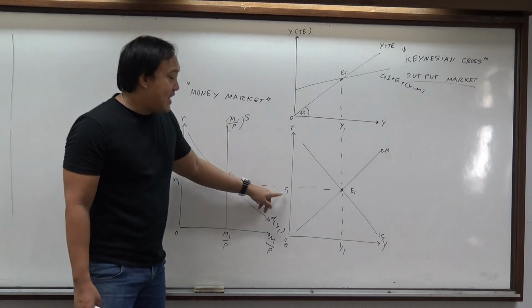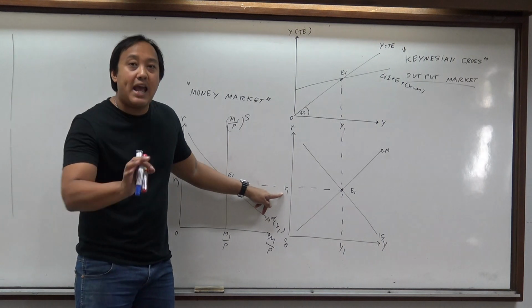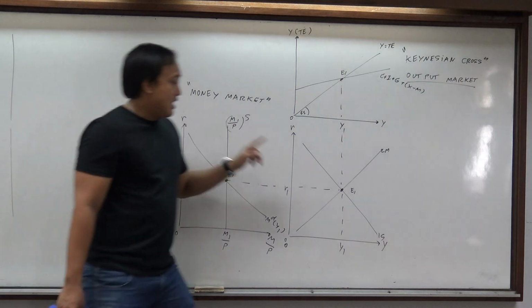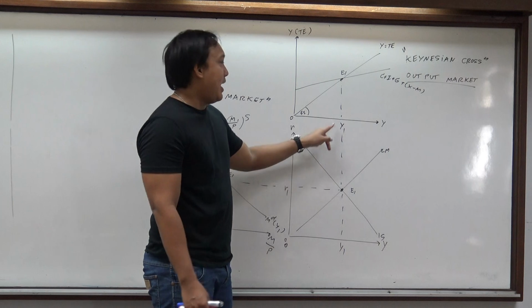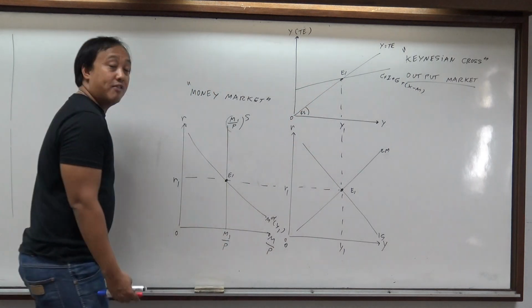So you can see that the real interest rate at the equilibrium point is going to be the same as the real interest rate in the money market. GDP Y1 from the equilibrium point is going to be the same GDP from the output market. So far so good.